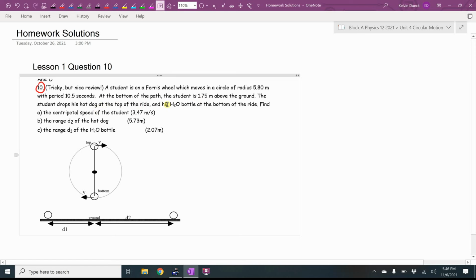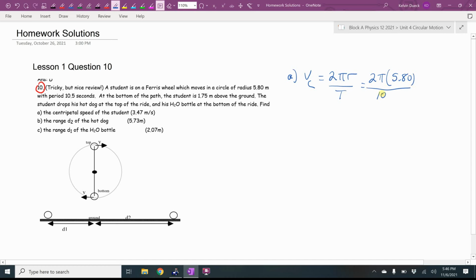Student drops his hot dog at the top of the ride and his water bottle at the bottom of the ride. So A says find the centripetal speed. So A isn't going to be too bad. To find centripetal speed, that's 2 pi r over the period. And they gave me all of that. 2 pi, they said that r is 5.8. They said that the period is 10.5. And if you crunch that, that's where the 3.47 meters per second comes from.